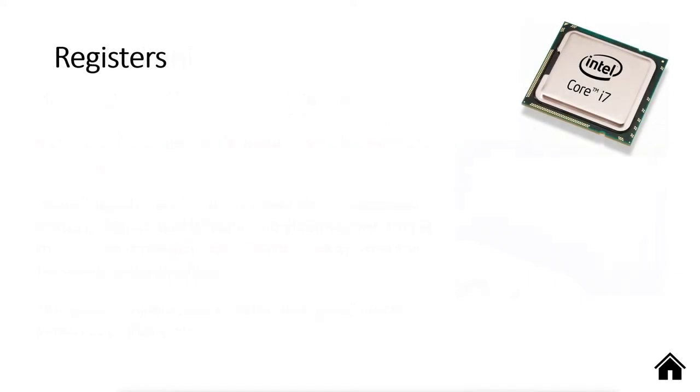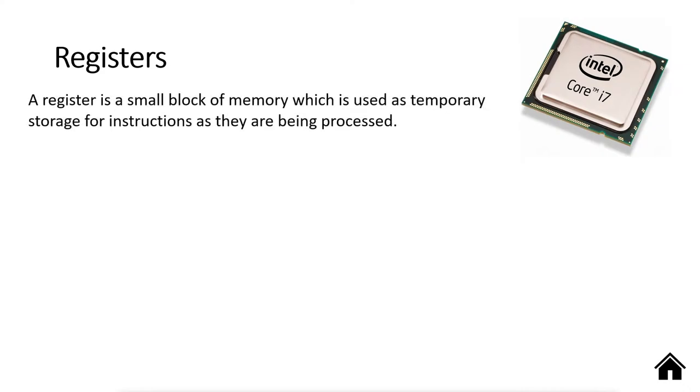So our registers. When you get asked about registers, an exam question could specifically focus on them because there's quite a lot in there. A register is a small block of memory used as temporary storage for instructions as they're being processed. Think about it: registers are stored on random access memory, and random access memory is volatile, which means when the power is switched off, you lose everything. It's temporary storage. The point of a register is that they run at the same speed as the processor.